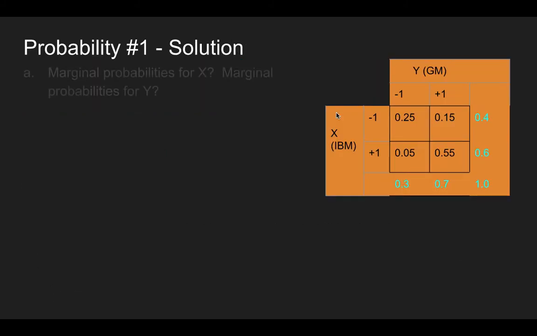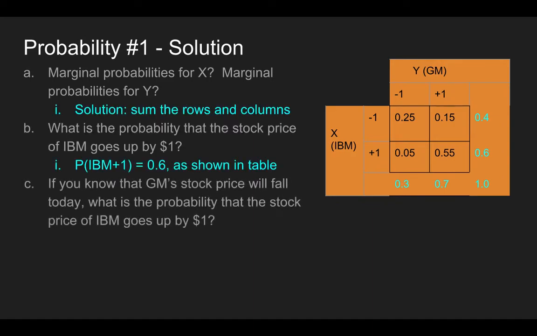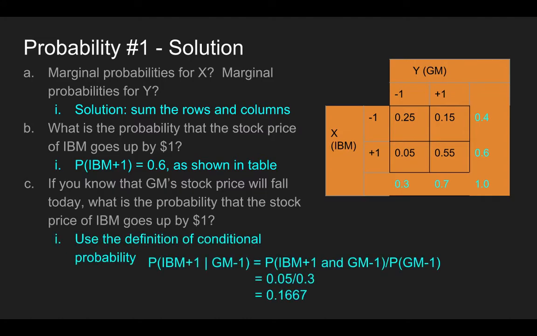So in my case, the probability of x being 1, given that y equals -1, would be nothing but this 0.05 from this table over here divided by this probability of GM being -1. Any questions?